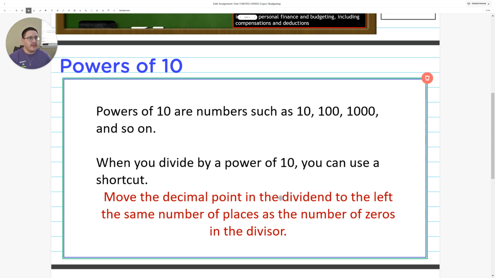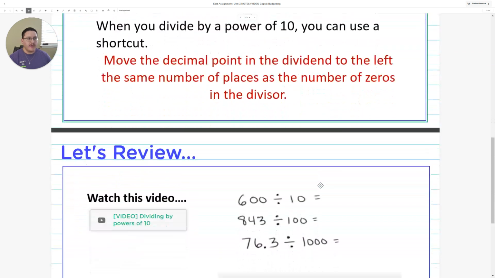Move the decimal point in the dividend to the left the same number of places as the number of zeros in the divisor. In layman's terms, when you divide by 10, you move the decimal to the left once. When you divide by 100, you have 2 zeros, which means you move the decimal point to the left twice, wherever it's located. If you're dividing by 1,000, you have 3 zeros, which means you move to the left 3 times. So that is the shortcut when dividing by powers of 10.